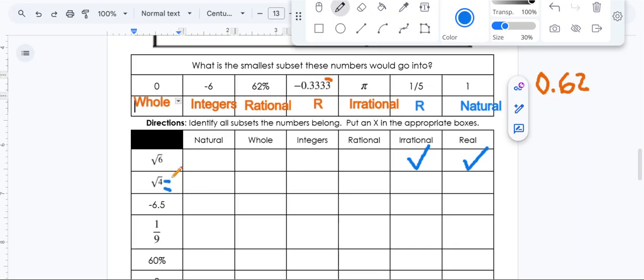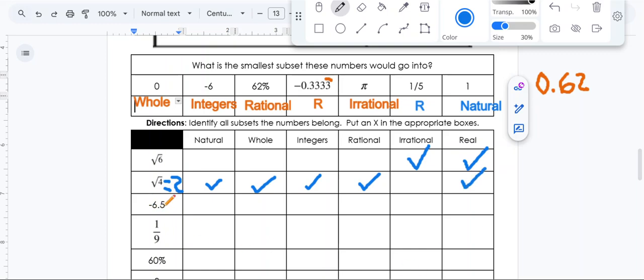All right, square root of 4. Square root of 4 would equal 2, right? So where would 2 go? 2 is natural. It's a whole number. Whole numbers are also integers. Integers are also rational. They're not irrational. You can't be rational and irrational. You're either one or the other, right? But rational numbers are still real numbers.